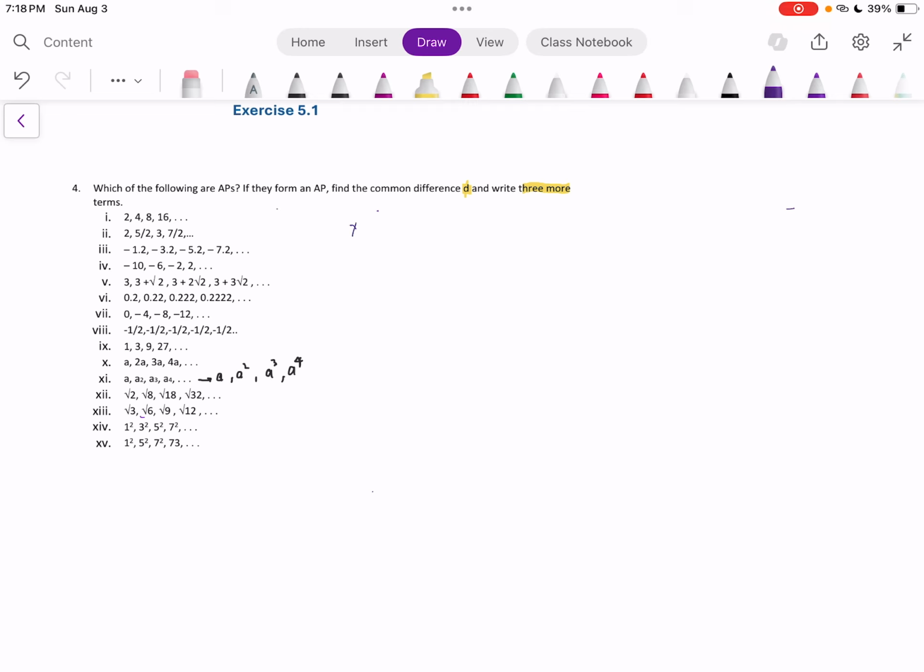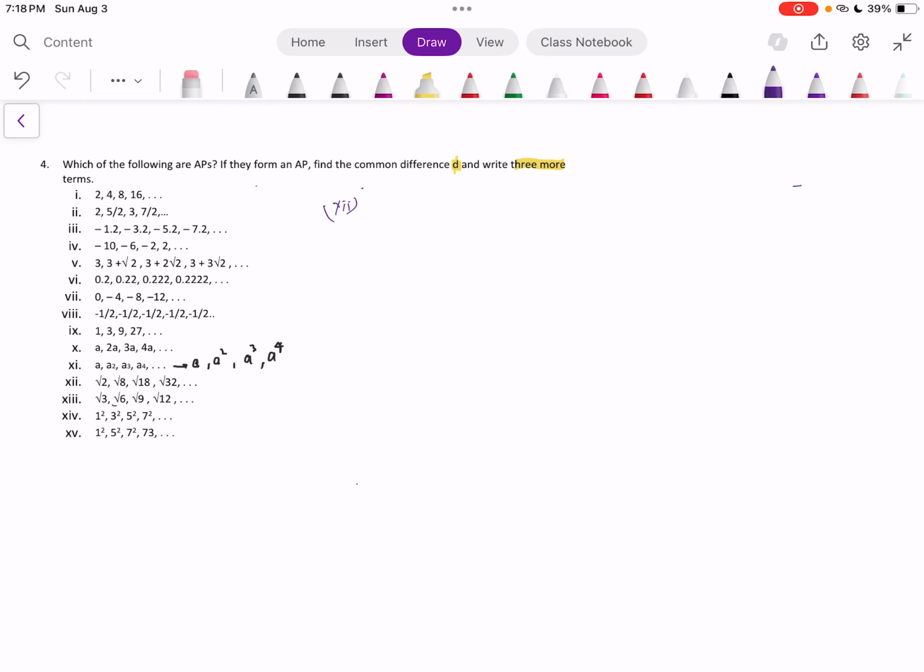The 12th problem: square root of 2, square root of 8, square root of 18, square root of 13. So d is going to be square root of 8 minus square root of 2. So square root of 8 is 2 times 2 times 2 minus, and you can see it's 2 square root of 2 minus square root of 2, so it's square root of 2.